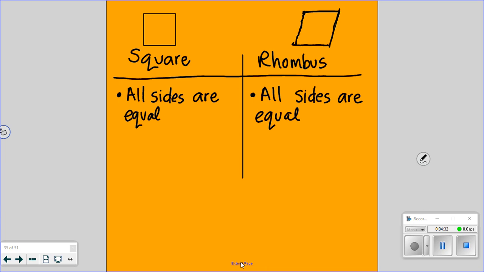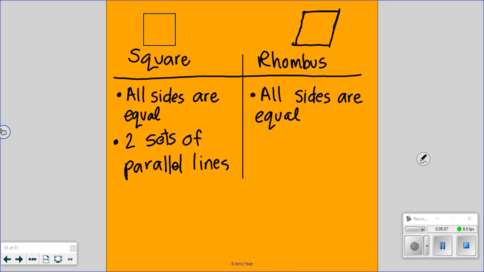Be more specific. Each one has parallel sides. Be more specific. Parallel sides do not touch, but we need to be specific because remember, some shapes can have 2 sets and some shapes can have 1 set. We can't just say parallel lines. Both of them have 2 sets. Okay, so we know that a square has 2 sets of parallel lines.